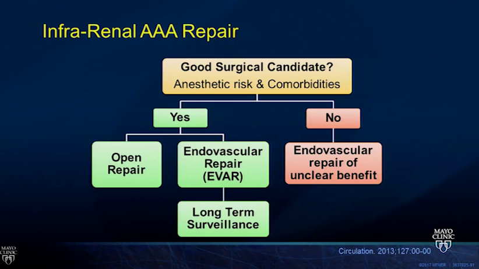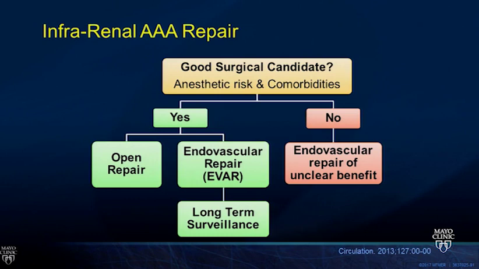The first step is you have to say, are they a good surgical candidate at all, based on their anesthetic risk and their comorbidities? If they are not a good surgical candidate at all, they're in a prohibitive risk category, then even though endovascular is less complicated of a procedure in terms of it being minimally invasive, it's of unclear benefit because their overall life expectancy is going to be otherwise significantly reduced. So we're not referring patients for endovascular repair if they are a prohibitive risk for surgery.